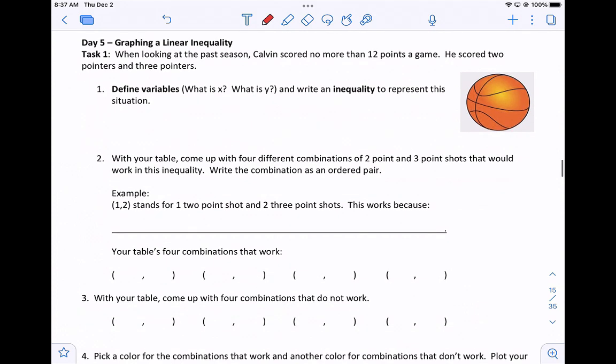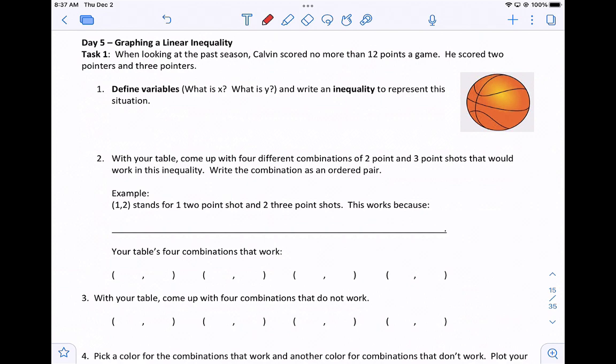Day 5, we'll be taking a look at graphing a linear inequality. So we have one task that we'll look at today, and then we'll practice the new material. The first task is, when looking at the past season, Kelvin scored no more than 12 points a game. He scored 2 and 3-point shots. So this looks like a problem that we've done before.